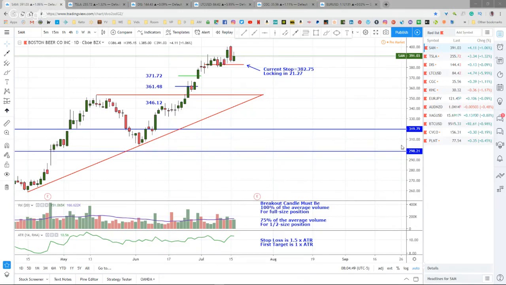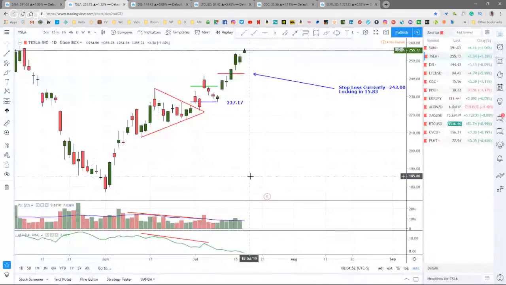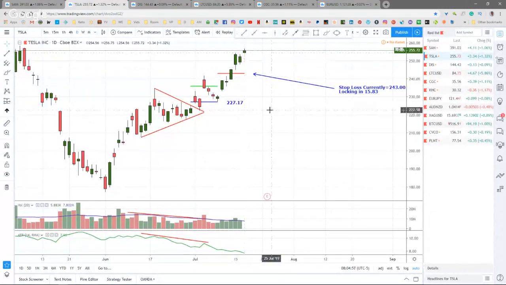Okay, the next one is Tesla. Tesla keeps pushing up. Look at this, today's bar. This is so nice. Move the stop up to 243 to lock in 1583 on this one. This is also nice. That means we've already doubled our second half from our first half, just like we did on Boston Beer. So these two trades have been really good.